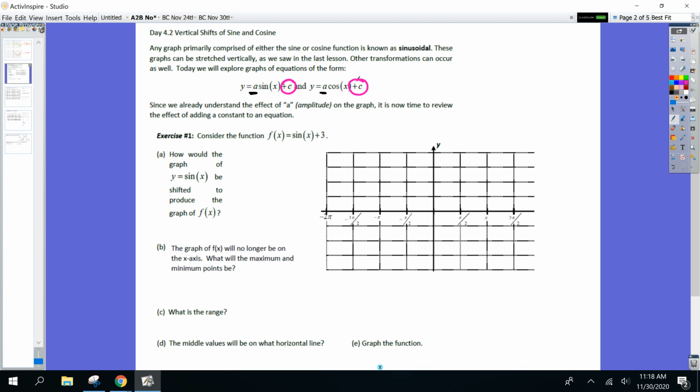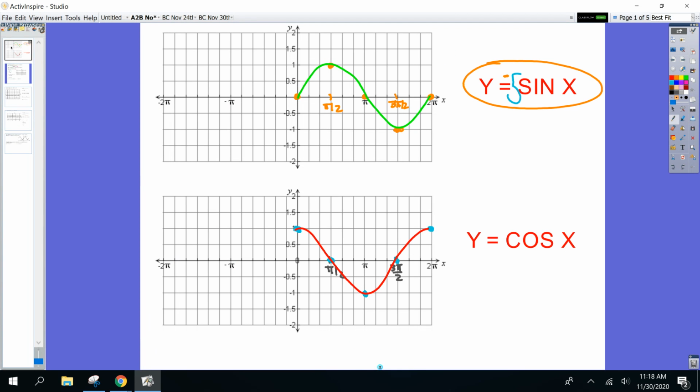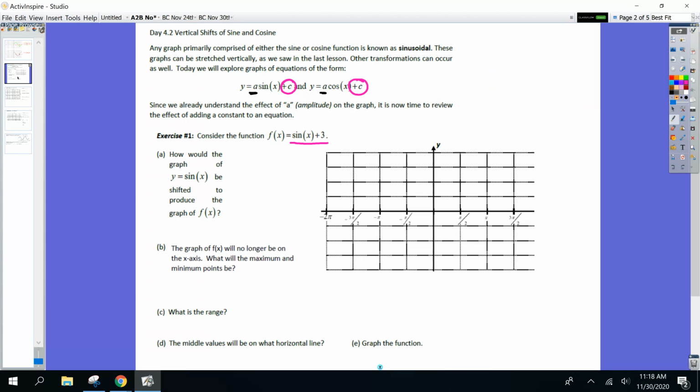What does that number do to our graph? I'm sure you guys could already predict. Look at this exercise 1. I got the sine curve, but now it says +3. Any predictions what's going to happen to our usual sine curve if I do +3 at the end now? And you'll probably be right. So what's going to happen to our good old sine curve if I add 3 at the end?